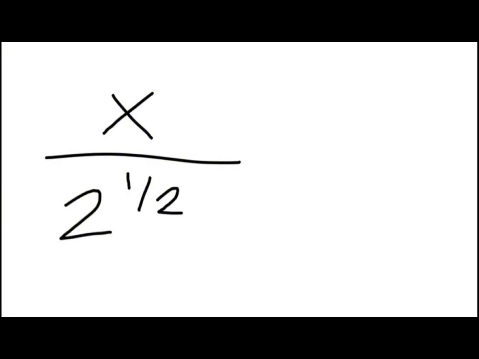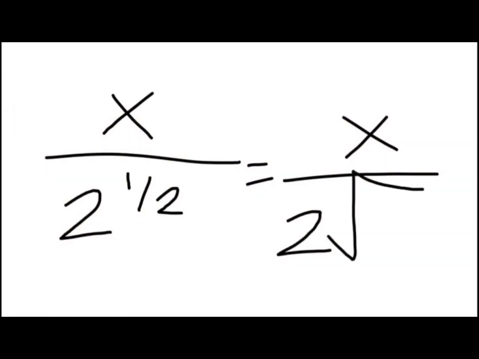So now we have x as our numerator and then 2 at the bottom together with the positive 1 half. So x over 2 raised to positive 1 half is also equal to x over 2 square root of x.